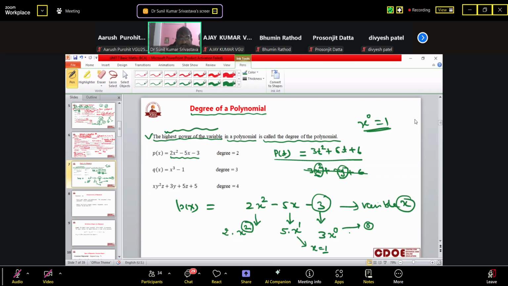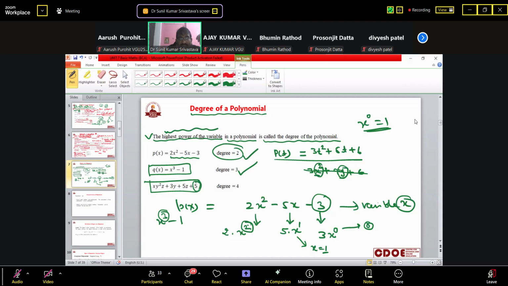In the same way, here is another polynomial Q(x), x cube minus 1. Here we have only two terms, x cube and minus 1. So the highest power is x cube, that is, the degree is 3. Here is a polynomial with other variables: x y square z plus 3y plus 5z plus 5. Here are three variables, x, y and z. But in the case of calculating the degree, we have to know the power of each and every variable. We have to add them.